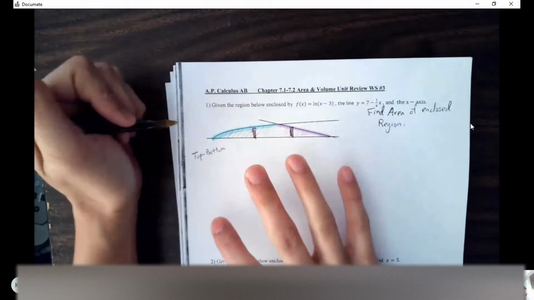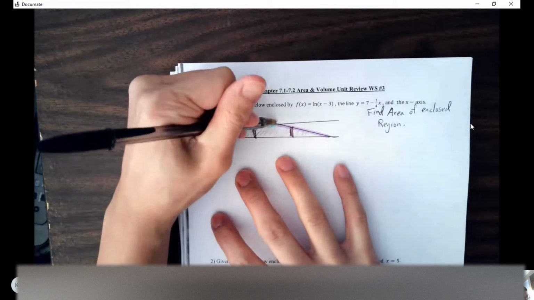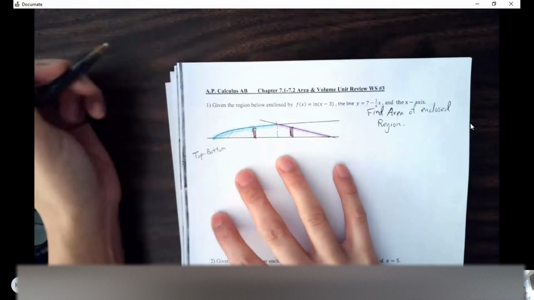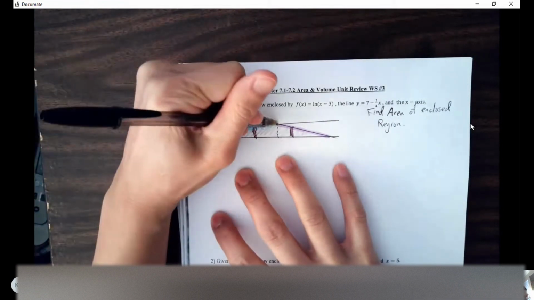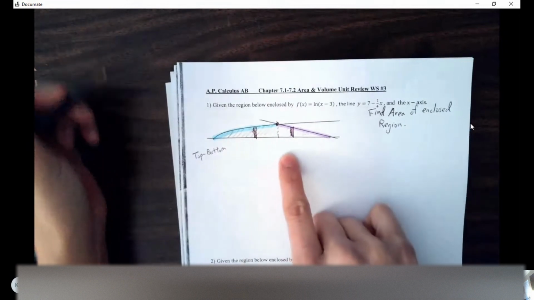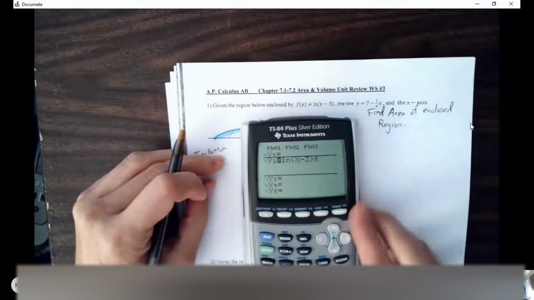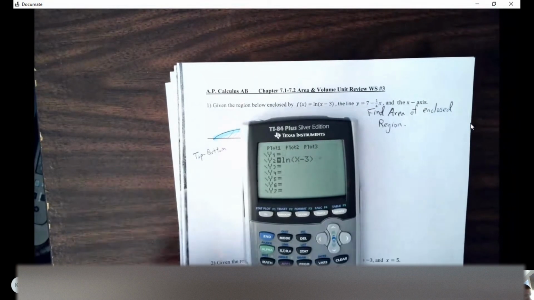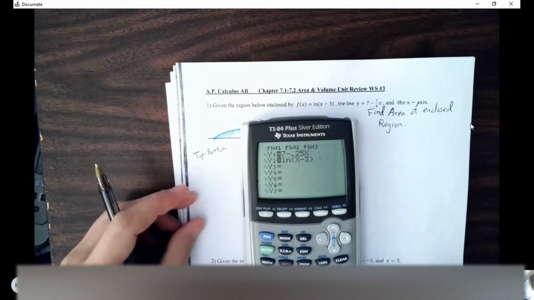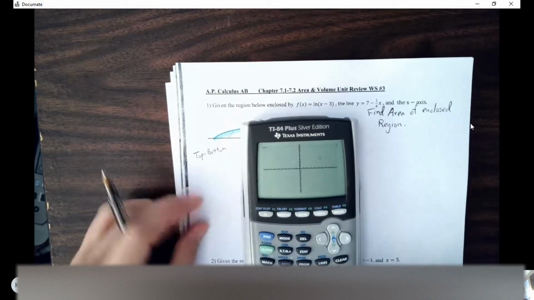Okay, so if we do top minus bottom, we definitely need to find all the ordered pairs, right? Well, we need to find the intersection. So in your calculator, you can find that intersection. Okay, zoom 6.